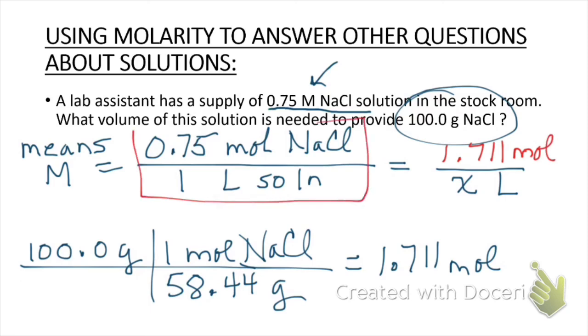And if I just view my molarity as a ratio, 0.75 is to 1 liter, as 1.71 moles is to how many liters? I solve for X, and I would get 2.3 liters, and that is how much of this solution sitting in the shelf that I would have to pour out. Then if I let the water evaporate, I would have 100 grams of sodium chloride sitting there in my container.